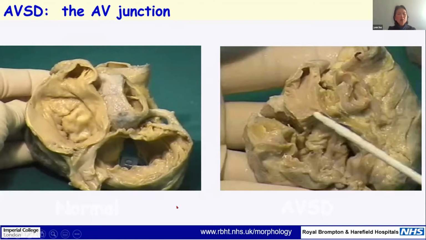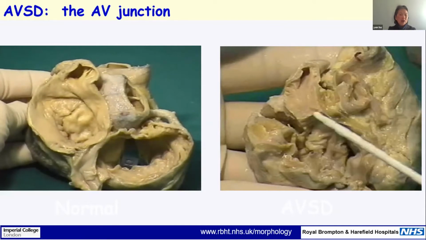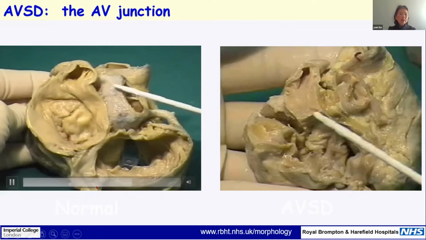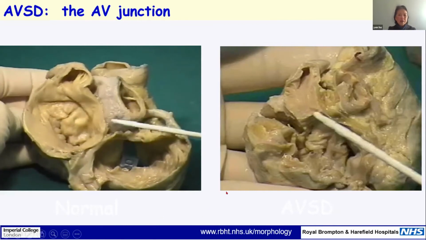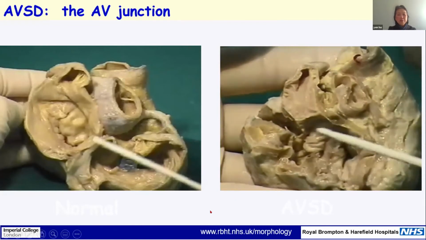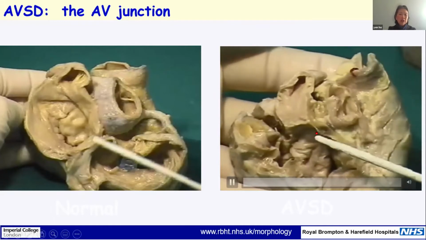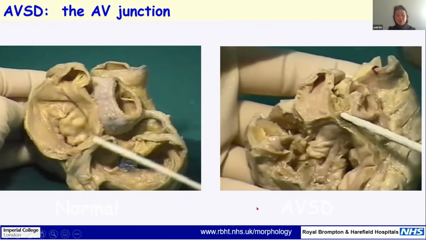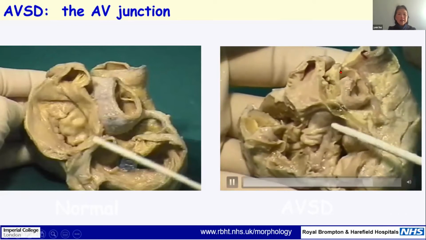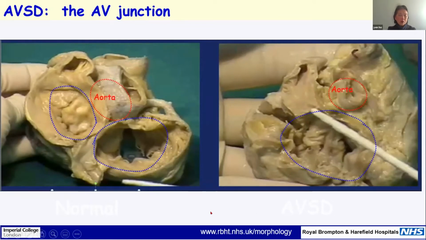To start with, a normal atrioventricular junction has a figure of 8 configuration, with an aorta tucked into the waist of the figure of 8. By contrast, in the case of an atrioventricular septal defect, we have a more or less oval shape. Sometimes there's a little bit of pinching in on either side, but not a great deal. And we see a very anteriorly positioned location of the aorta instead. So we have a very different configuration across the atrioventricular junction.